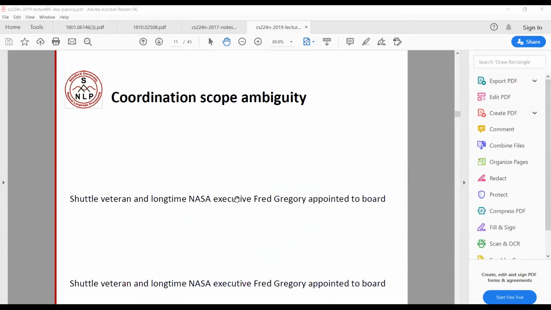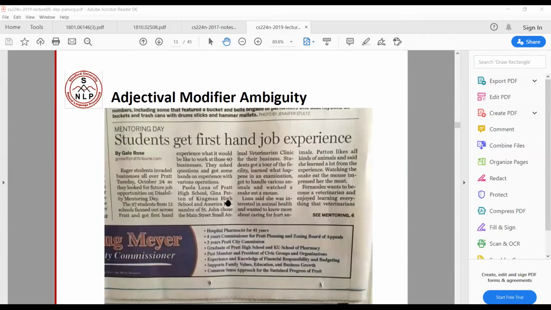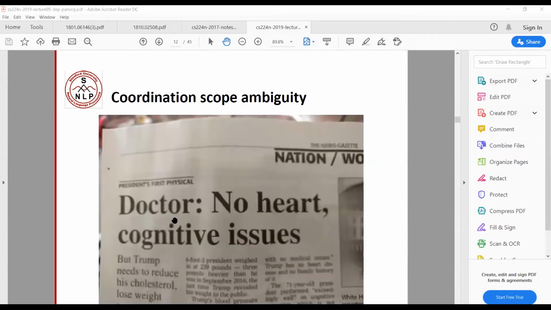Coordination, scope, ambiguity. Well, we know about ambiguity. Doctor, no heart, cognitive issues. A doctor has no heart, and the doctor has cognitive issues. Or the doctor says no heart or cognitive issues. No, Joseph. This is about President Trump, and this is the doctor's verdict. I know that. But I'm saying that if you look at this phrase, you can say the doctor has no heart but has cognitive issues, or you could say that the doctor said there's no heart or cognitive issues about some patient, which in this case is Trump. So that's what he's talking about, ambiguity.